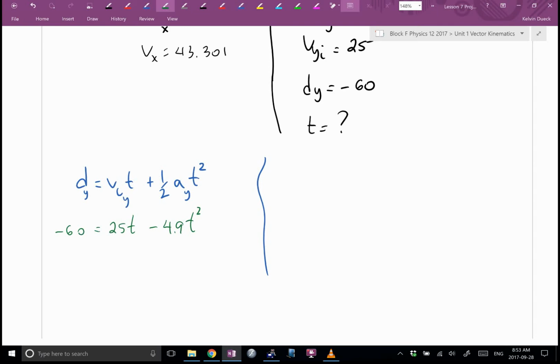This is a full-blown quadratic, and the only way to solve this is with the quadratic formula. How do you solve a quadratic? What was the first thing that you always had to do before you even started? Make it equal to zero.